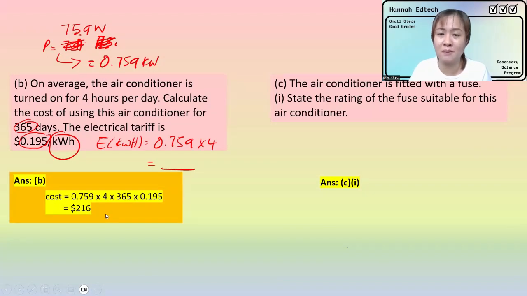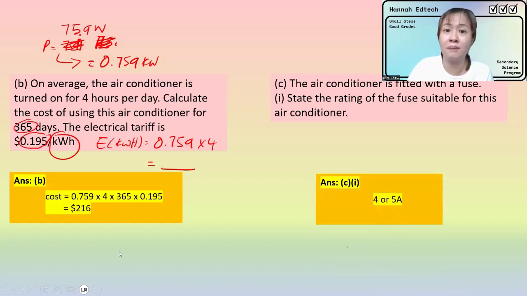The aircon is fitted with a fuse. State the rating suitable. So the current is actually 3.3 amperes, so the rating suitable will need to be slightly higher. You cannot buy a fuse that is 3 ampere, because whenever a 3.3 ampere current flows through, the fuse will melt, and it will create an open circuit. So you need a slightly higher ampere rating in your fuse.